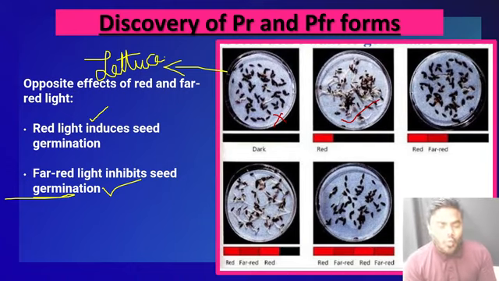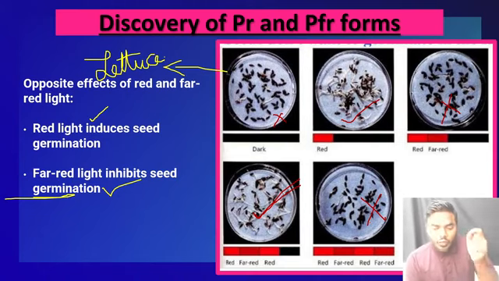After some time, I immediately treated them with the far red light. When I exposed them to the red light, seed germination is induced. When I exposed them to the far red light, seed germination got inhibited. Once again, when exposed to the red light, the seed germination got stimulated. Once again, when I exposed them to the far red light, seed germination got inhibited.